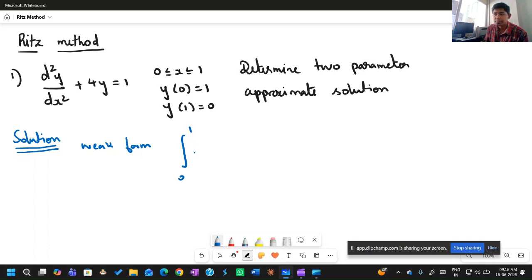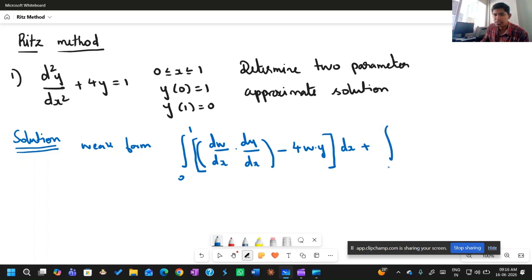integral from 0 to 1 of dw by dx multiplied by dy by dx minus 4wy into dx, plus integral from 0 to 1 of w of x dx equal to 0.